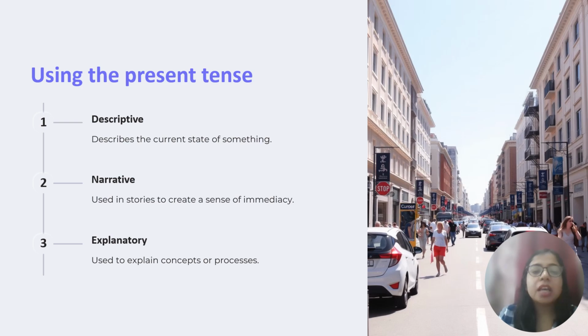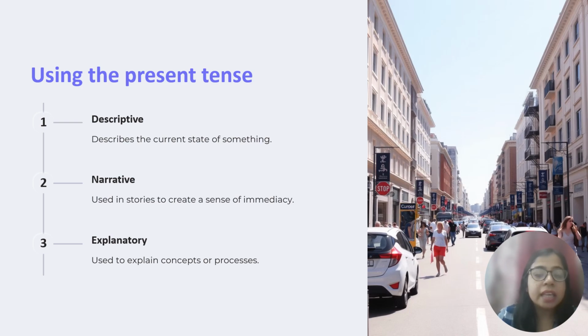Now we will see how to use the present tense. Okay, first is descriptive, in a descriptive form. So the present tense describes the current state of something. Okay, this ice cream is melting. So the current state of ice cream is melting. So we describe the current state of something while using present tense.